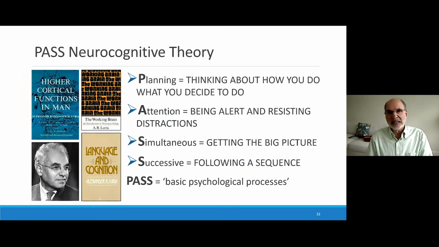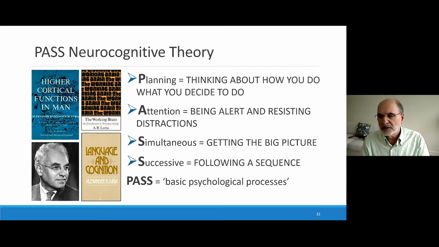I want to point something out to you. So planning, thinking about how you do what you decide to do. The deciding is a critical part of that, right? That's the whole frontal lobe, kind of like executive function thing. You're deciding. Attention, being alert and resisting distraction. That's pretty clear. Simultaneous, getting the big picture, and successive, following a sequence. This is ordinary language. This isn't some kind of psychobabble here.